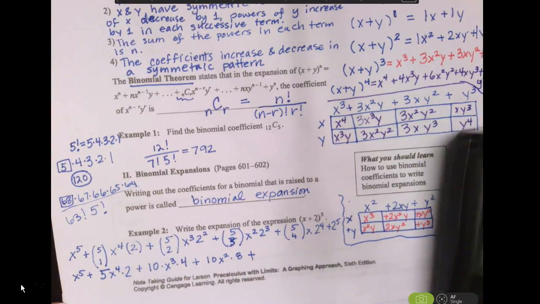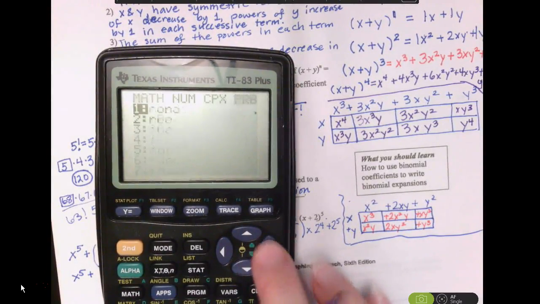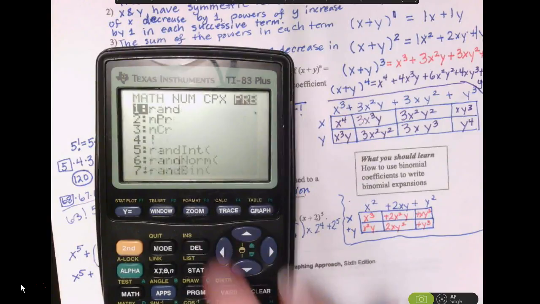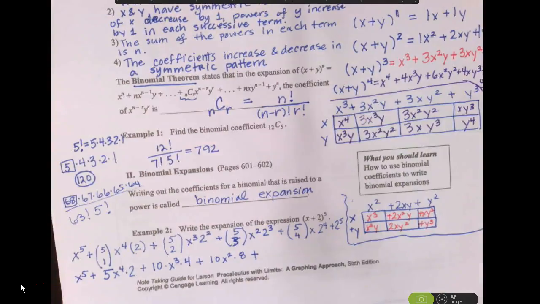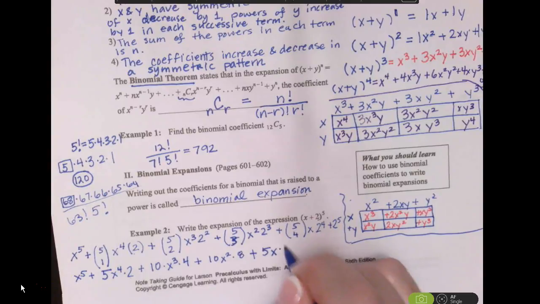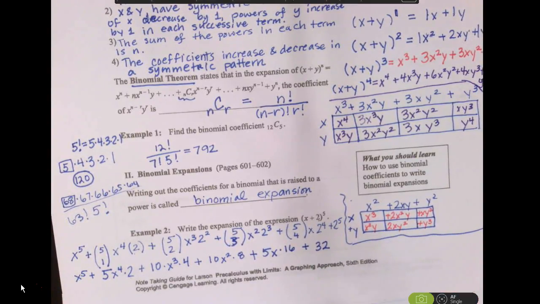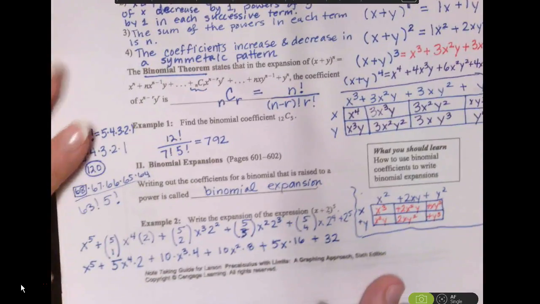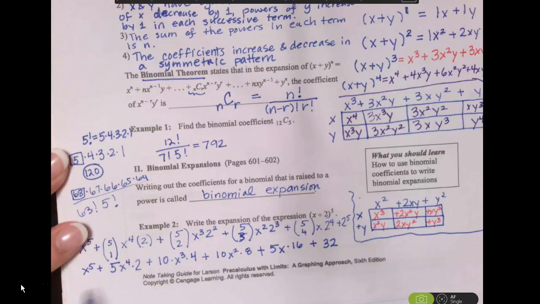5 things taken 4 at a time. That's going to be 5 again. And then x is to the 1st power, 2 to the 4th is 16, and then 2 to the 5th is 32. So let me go ahead and just combine my multiplications here.